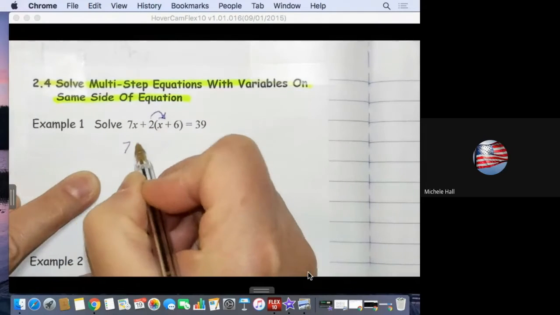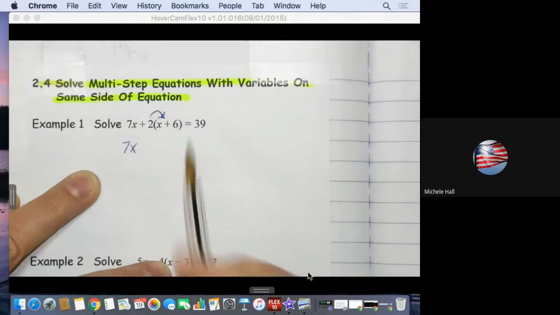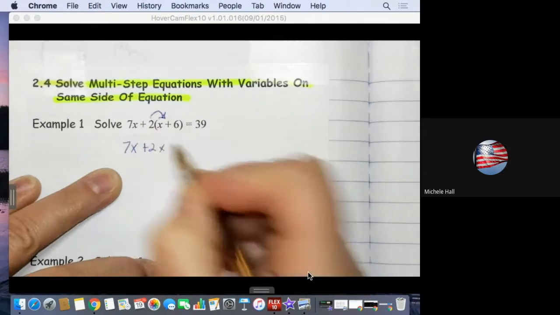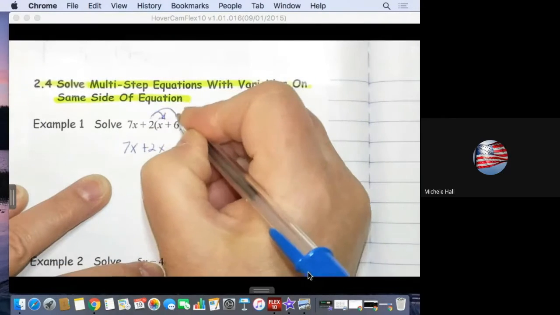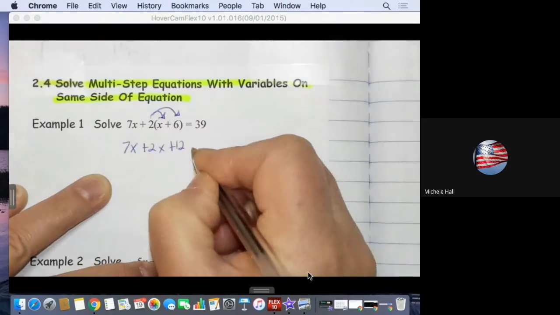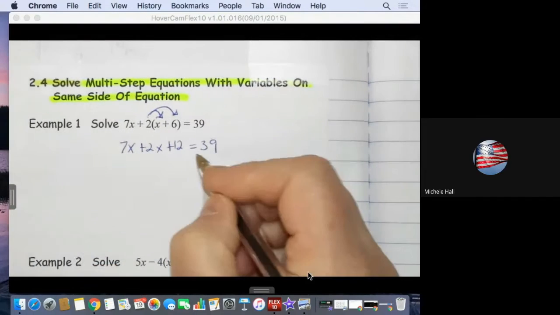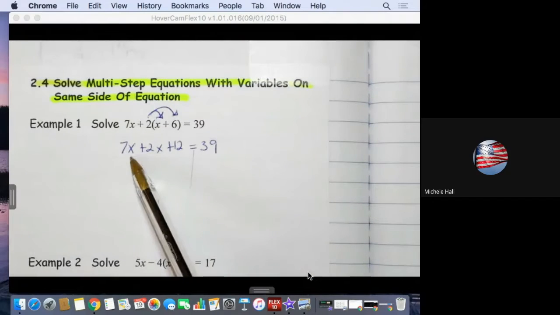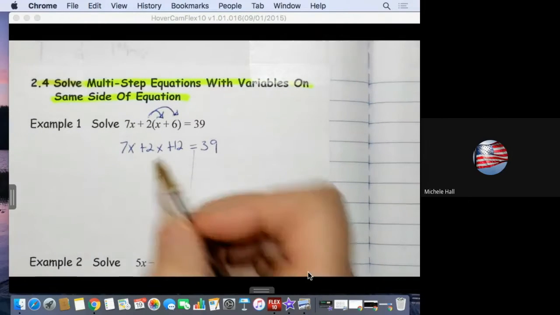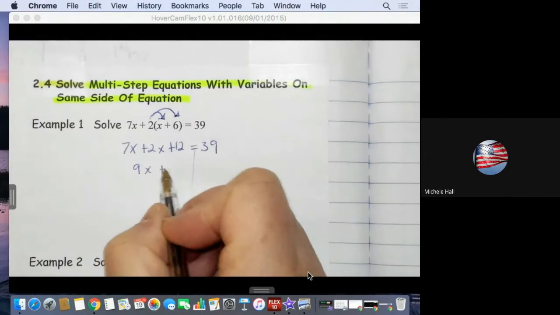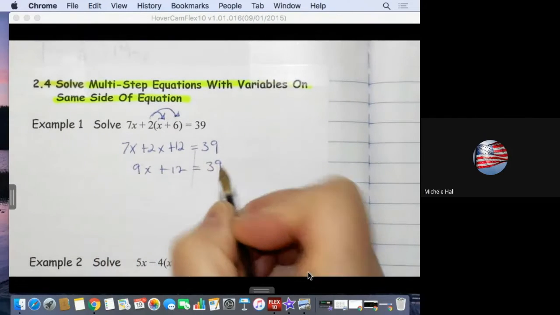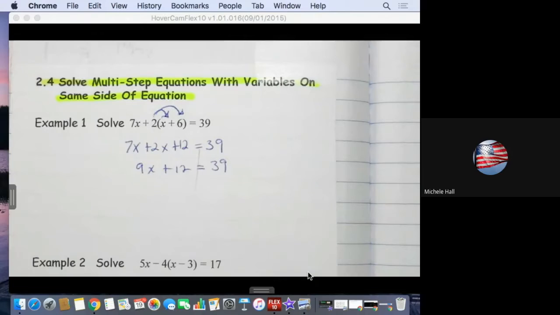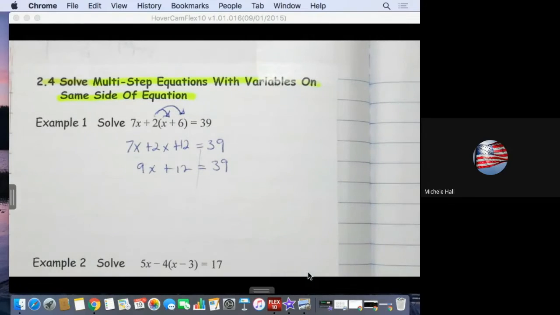So I bring down the 7x, and then 2 times x is a positive 2x. And then 2 times 6 is 12 equals 39. And I see that I have 7x plus 2x on the same side of the equation, so that would be 9x. And I still have plus 12 equals 39. And now we're right back to a two-step equation. Every time you simplify, you're going to simplify down to a one-step or two-step equation for multi-step equations. You always get it down to a two-step.